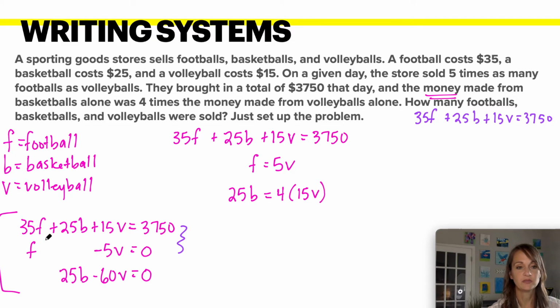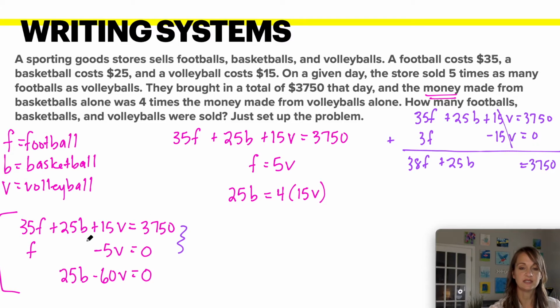And then I'm going to multiply the bottom equation by 3. So I'll get 3F minus 15V equals 0. When I add these together, I will get 38F plus 25B equals 3750.